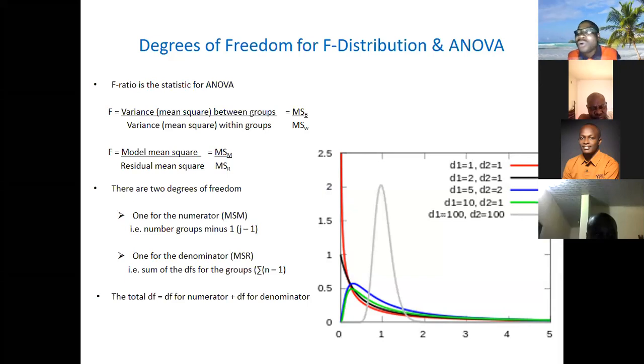Then for chi-square, it depends on the number of categories or the variables involved. That is the number of rows and columns in the contingency table. So you can now see that for the F distribution or ANOVA, the degree of freedom depends on sample size and also the number of groups.